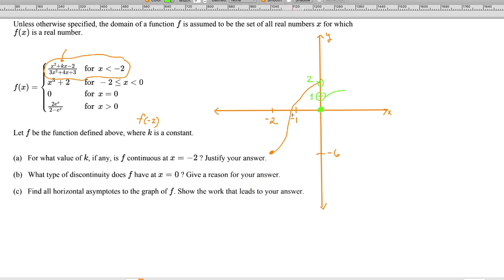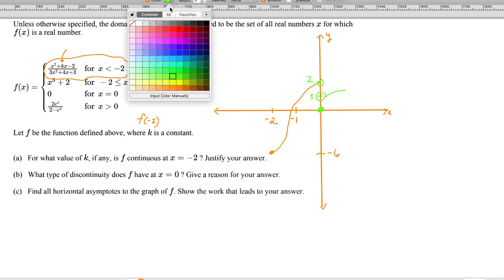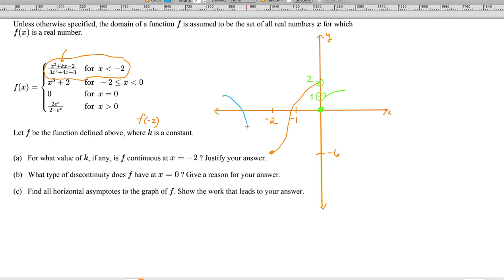Now, I want to know what's happening to the left of -2. Think about what you want. You want it to just meet, to be continuous, either like that or like that. You want it to meet at that value -6 when x is -2. So you want this rational function to be -6 when x is -2. So you plug in -2 into this rational function and solve for k.